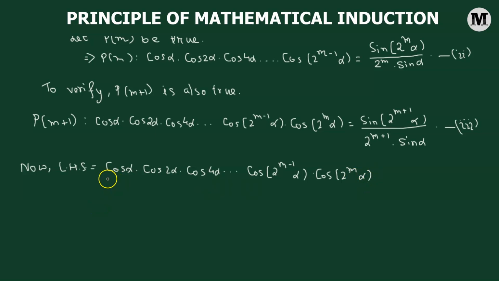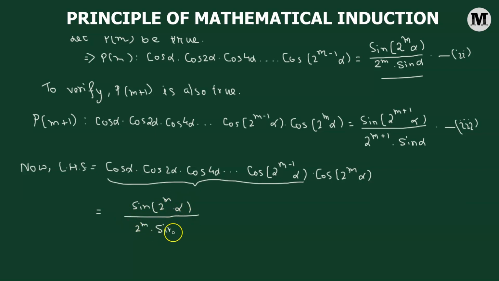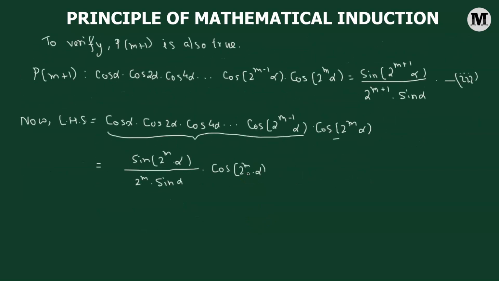Fine. Now here what we can do is consider the first term and all the way up to the second last term. Now this is simply the left hand side of statement number 2, which we can replace with its right hand side because 2 is already a true statement. So this is going to be equal to sine of 2 raised to the power of m times alpha, divided by 2 raised to the power of m multiplied by sine alpha. This is going to get multiplied by the last term, which is cosine of 2 raised to the power of m times alpha.